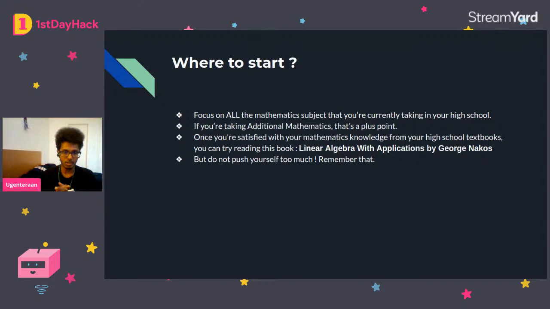And once you are quite satisfied with your knowledge, if you think that you have done enough for your mathematics in your high school and you want to go further, you can start with this book called Linear Algebra with Applications by George Nakos. It's a very good book, and it's one of the most important topics for machine learning.